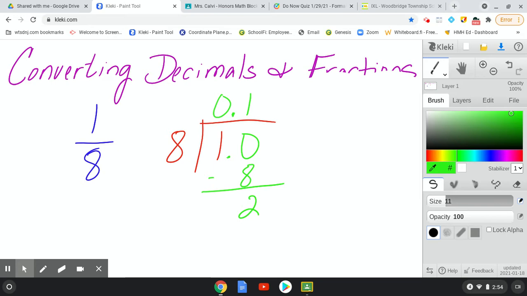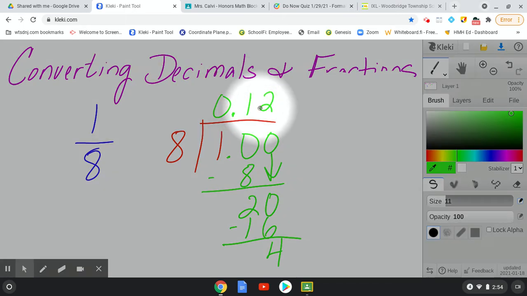I'm going to keep going, so I'm going to add a 0 and bring it down. 8 goes into 20 how many times without going over? Well, 8 goes into 20 two times. 2 times 8 is 16. 20 minus 16 is 4.